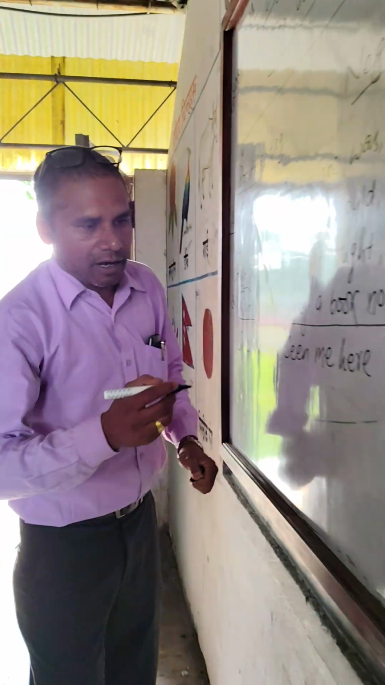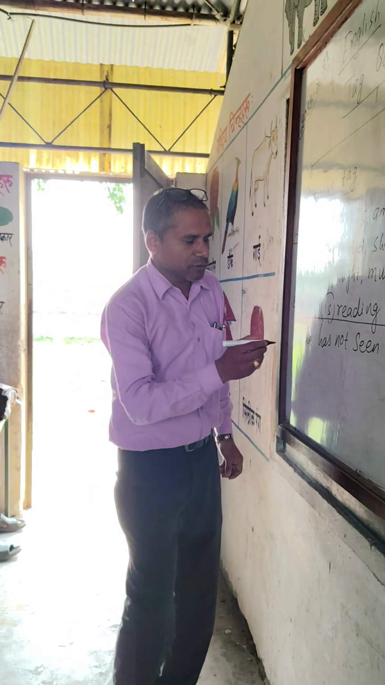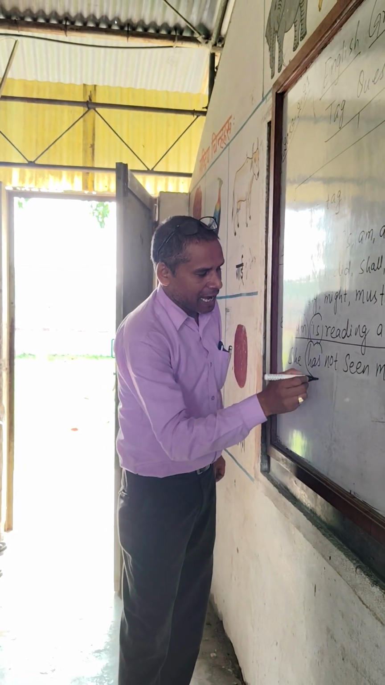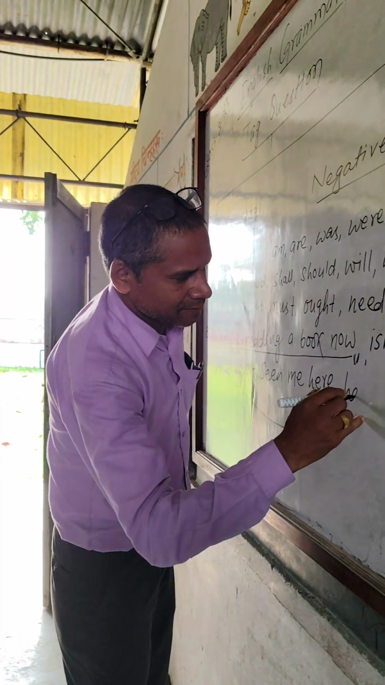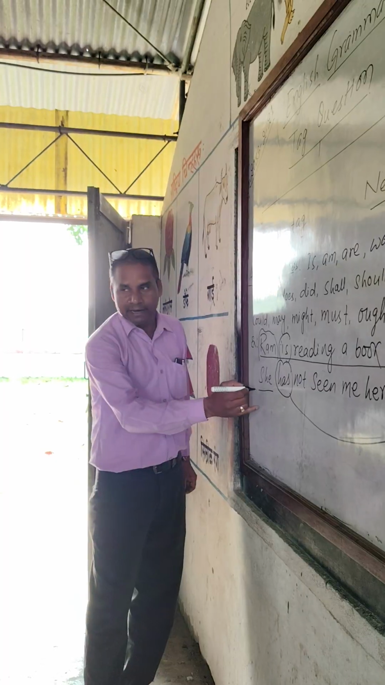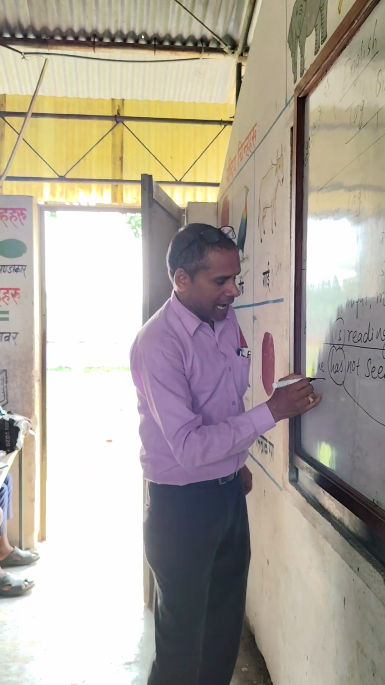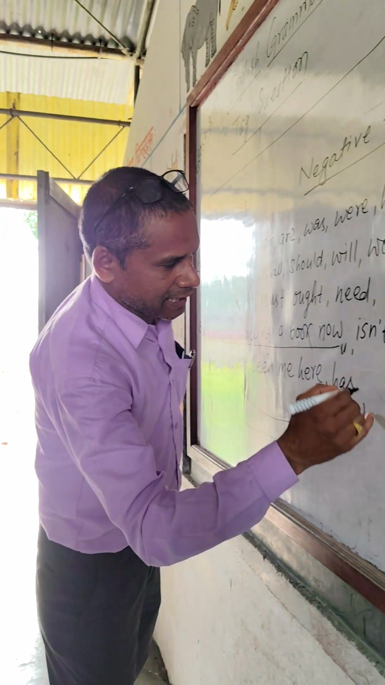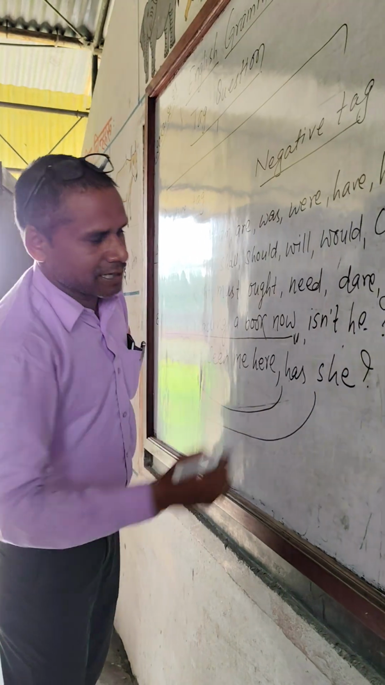Now, first of all, we have to give the comma. Then which one is the auxiliary verb? Has. Now we have to keep "has" here. Then which one is the subject? She. Then we have to put "she" here. Last there is a question mark.